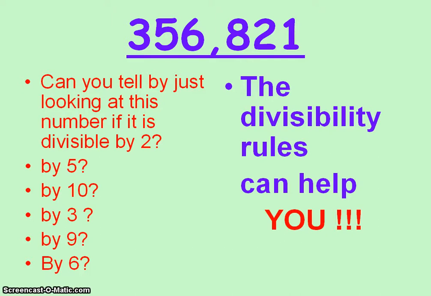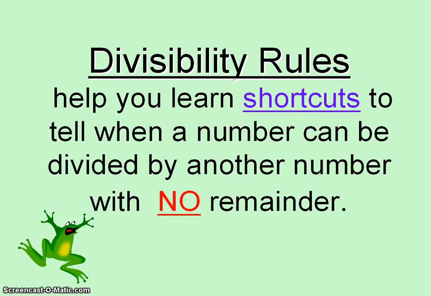So the next thing I want you to write down is this definition right here. Divisibility rules help you learn shortcuts to tell when a number can be divided by another number with no remainder. Copy this definition down. Remember, you can hit pause if you need to. Once we get this definition copied down, then we're going to go over all of the individual divisibility rules.